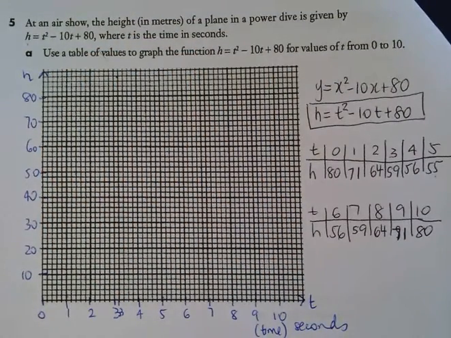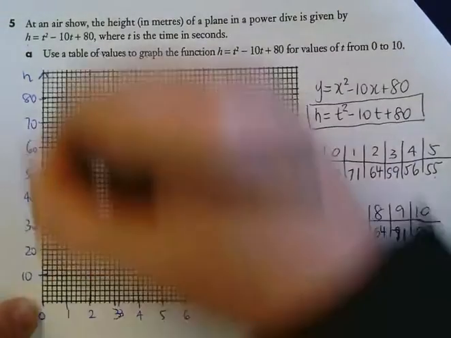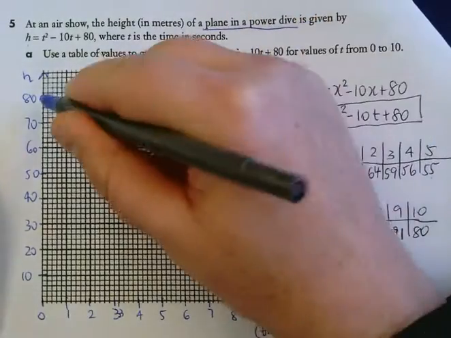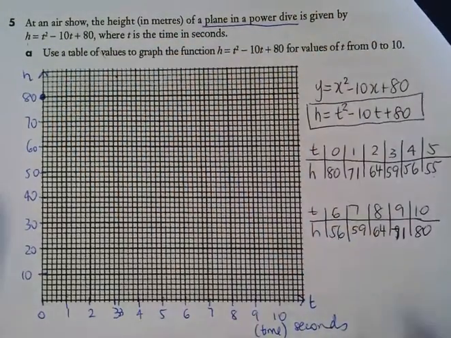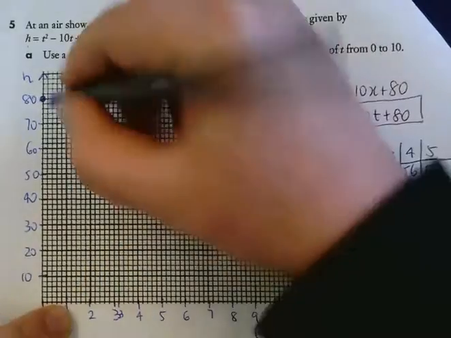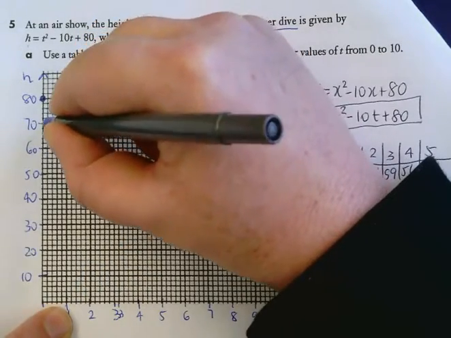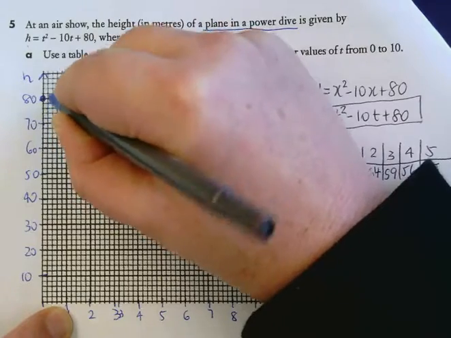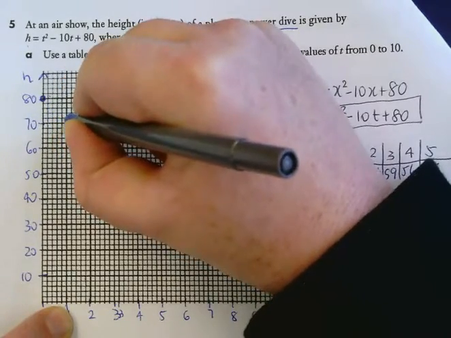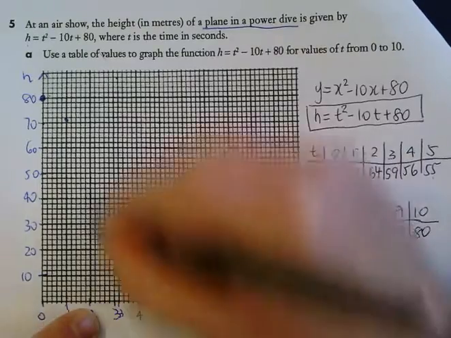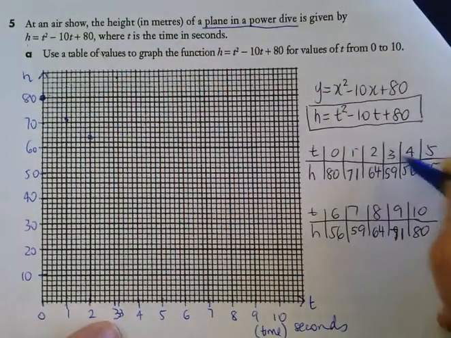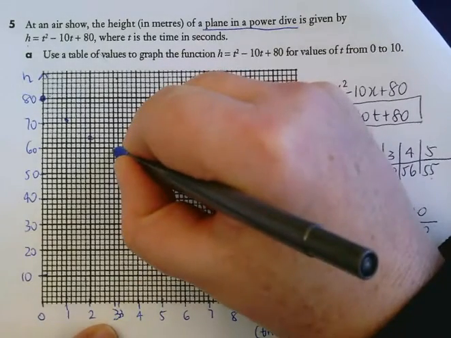Okay, so when t is 0, height is 80. Remember, this is a plane in a power dive, so it'll go down and come back up. When t is 1, we've got 71, which is halfway. This goes up by 2s, so we've got 70, 72, 74, 76, 78, 80. So that's 71. When t is 2, we've got 64. So 62, 64. T is 3, it's 59.